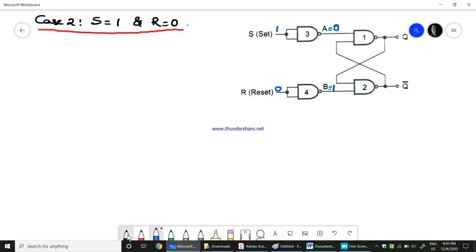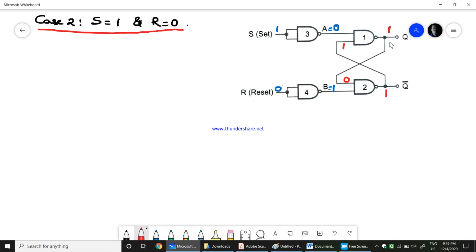Therefore, when A is 0, now what is our job? Our job is to assume Q now. So let me assume Q to be equal to 0. Now when Q is 0, that 0 comes here and is NANDed with 1, which gives you again 1, and this 1 is coming here. So this 1 NANDed with 0 will again give you 1.